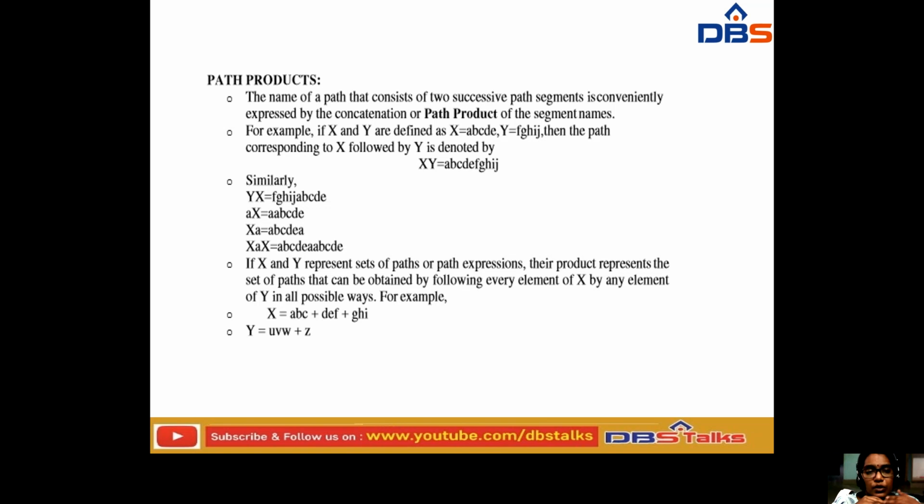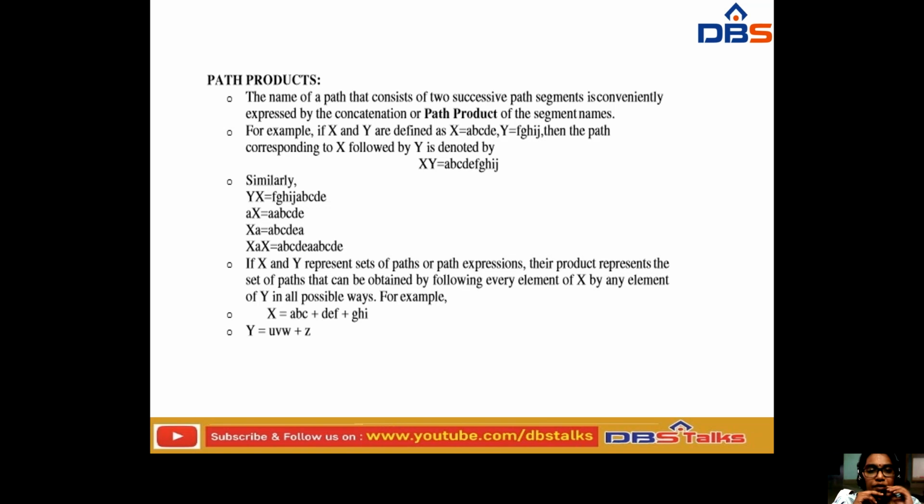So the next, XY is equal to A, B, C, D, E, F, G, H, I, J. Similarly, from this we can say that YX is equal to F G H I J A B C D E, and next one, AX is equal to A A B C D E, and next one, XA is equal to A B C D E A, and next one, XX is equal to A B C D E A B C D E.